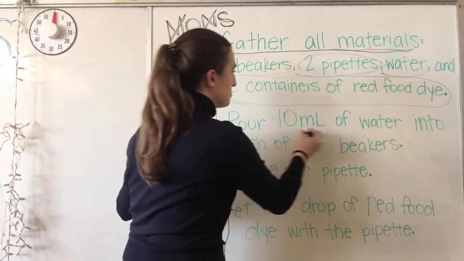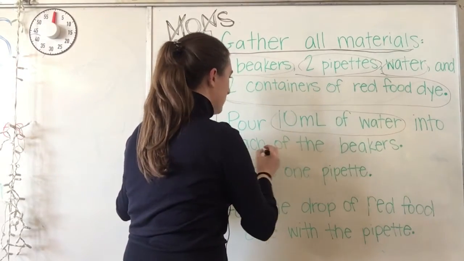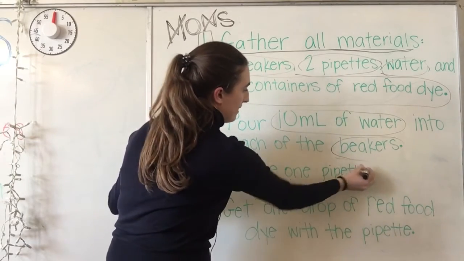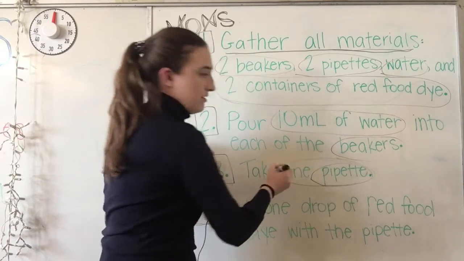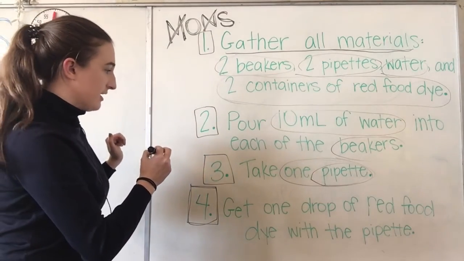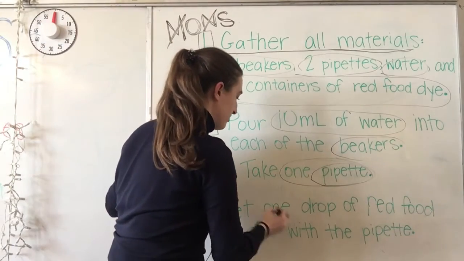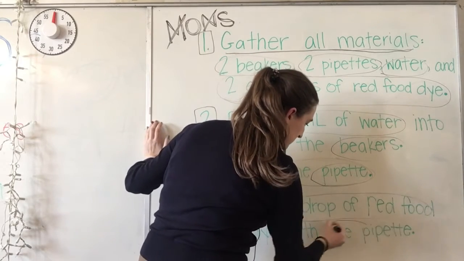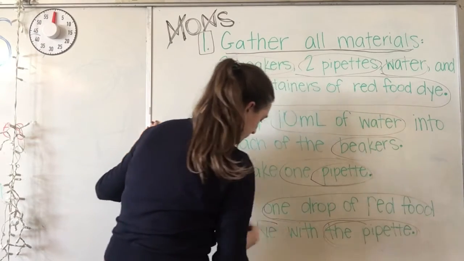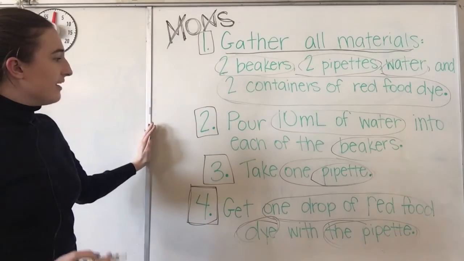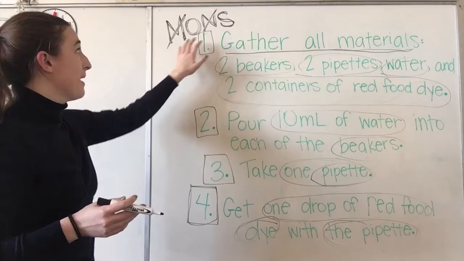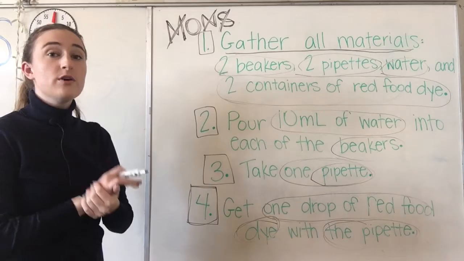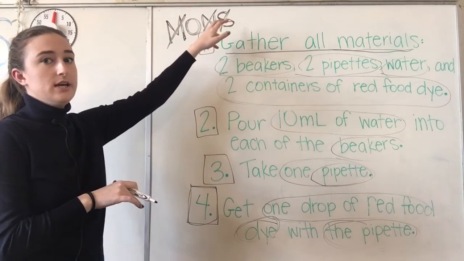So pour 10 milliliters of water, that's specific. Each of the beakers, that's specific. Take 1 pipette, that is specific, 1 pipette. And then get 1 drop of red food dye with the pipette, that's specific too. It's looking good for specific details. Food dye, there we go. And I have a lot circled here. So I can go back to my MONS up at the top and scratch off the S, because I know that this procedure has specific details.